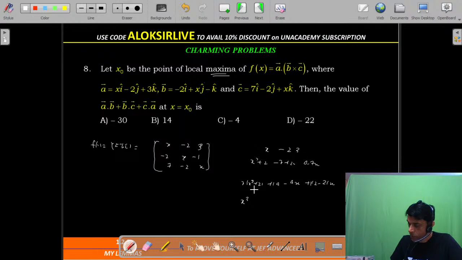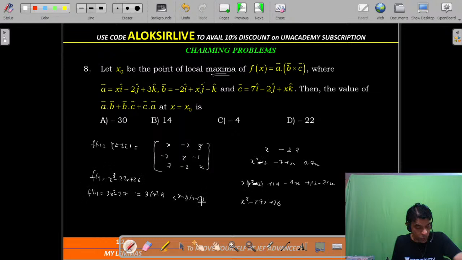So f of x is x cube minus 27x plus 26. Now f prime x, 3x square minus 27. So that is 3 x square minus 9. So you'll get x minus 3 and x plus 3. This is one thing that they are saying, that local maxima minima. So you can find f double prime now. So that is routine question.